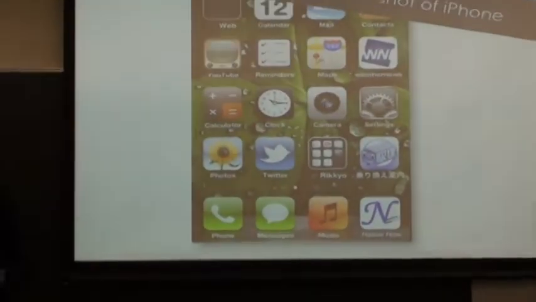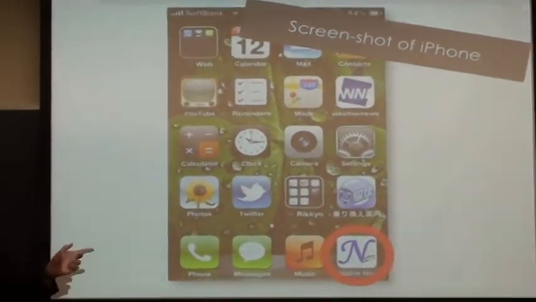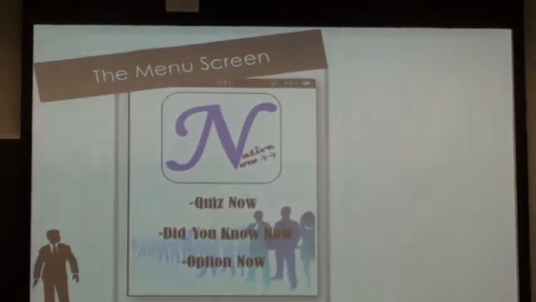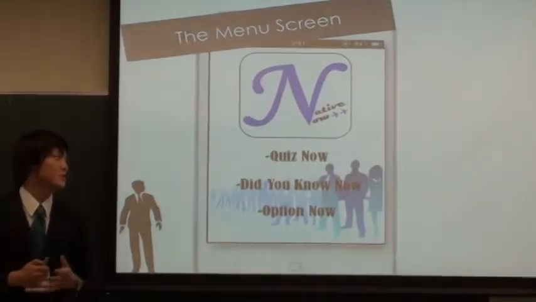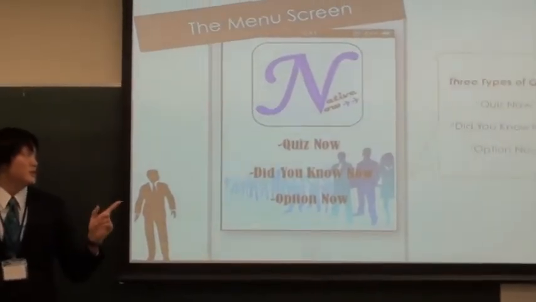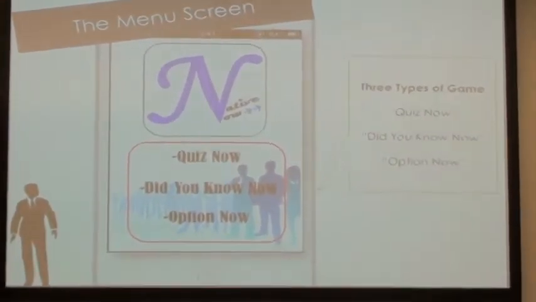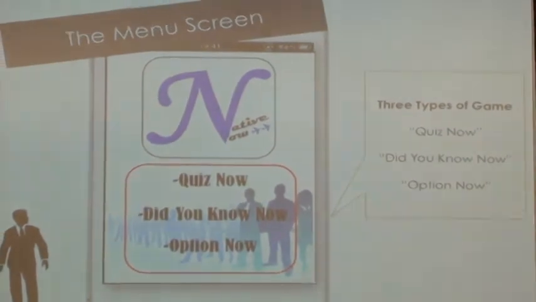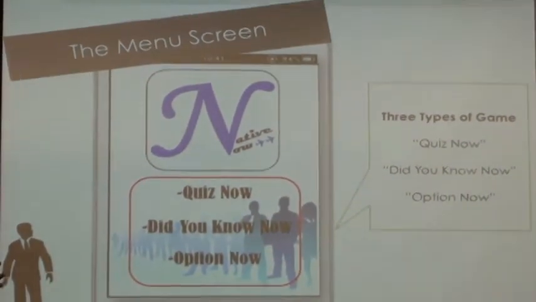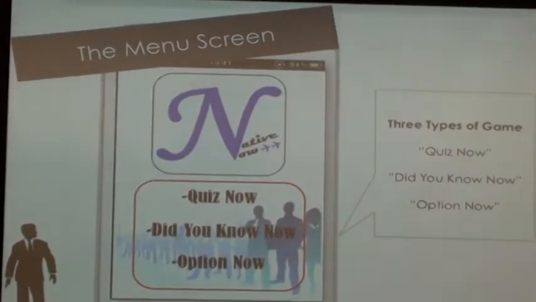And this is a screenshot of our iPhone. As you can see here, there's a Native Now icon. Once you start this application, you'll see three options. The first is a Quiz Now section, which has 2 games, and a Did You Know section where you can learn business manners and about the culture of that country. And then finally, the Option Now section where you can adjust the volume and the speed of the application.